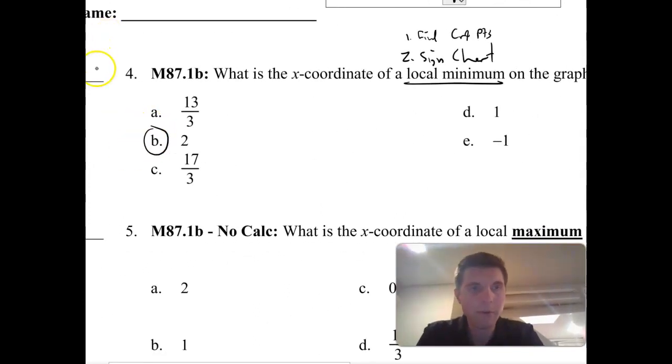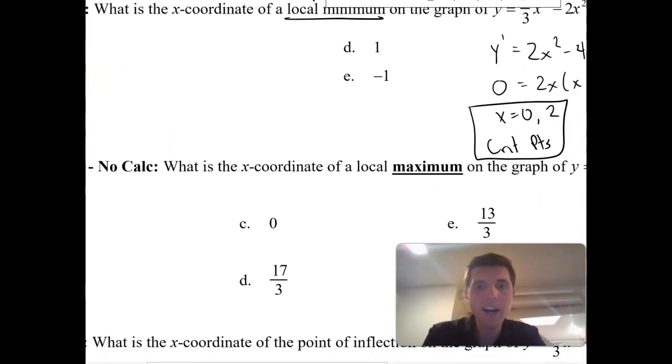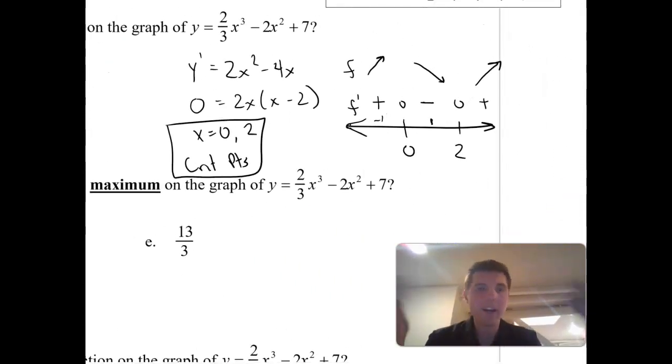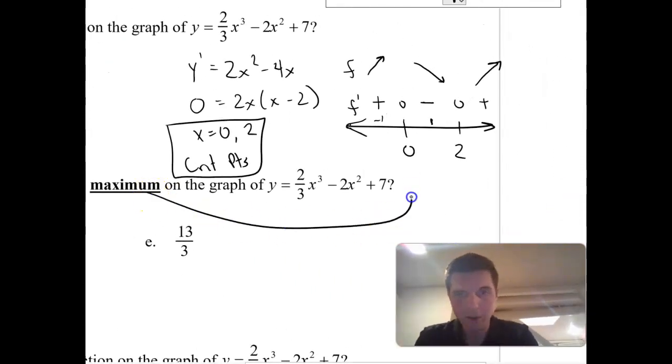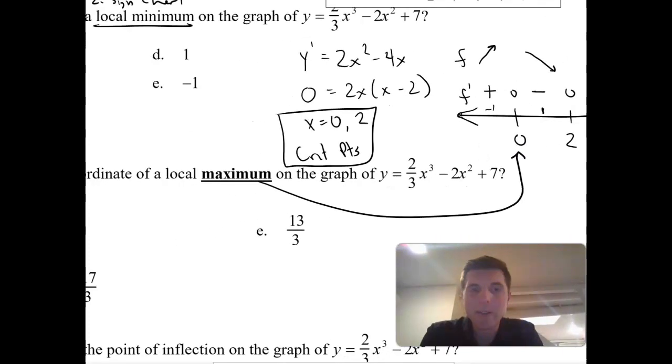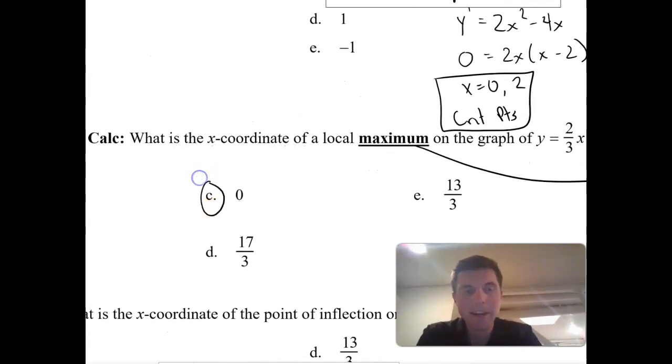So 4 was B. Number 5, local maximum. Look, I already did all the work for it. The local maximum's right here. That's where it increased before it decreased again. So at x equals 0 is the maximum. There's my answer, C.